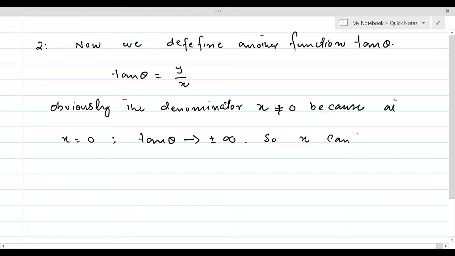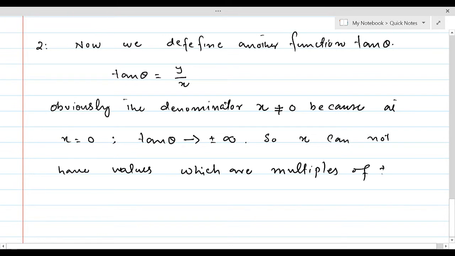x cannot have values which are multiples of plus or minus pi by 2, or rather odd multiples, because at odd multiples of pi by 2 for values of x, the tan theta will become infinite.